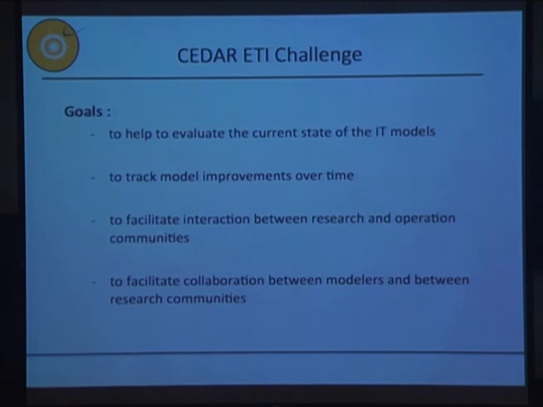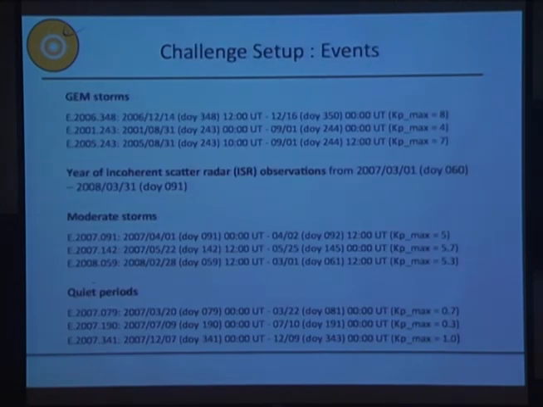Next year, we are going to have the GEM and CEDAR workshops. CCMC has also been supporting the GEM modeling challenge. So we selected 3 events from the GEM modeling challenge. And for the study of ionospheric climatology, we selected 1 year of incoherent scatter radar observation. Among these, 3 moderate storm periods and 3 quiet periods are selected for the challenge.